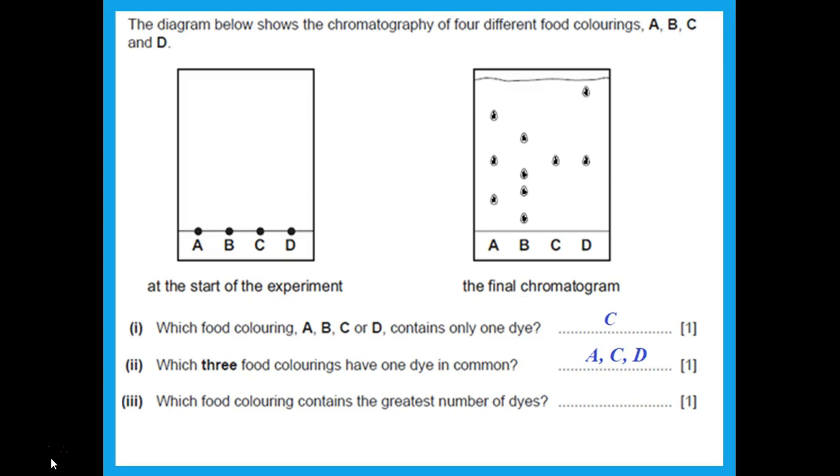Which food coloring contains the greatest number of dyes? Remember that when you look at A, it gives how many spots? A went up and gave 3 spots. B went up and gave how many? 4 spots. So that is the one that gives the most spots, so that's the one that has the most dyes. Do we understand all of this?